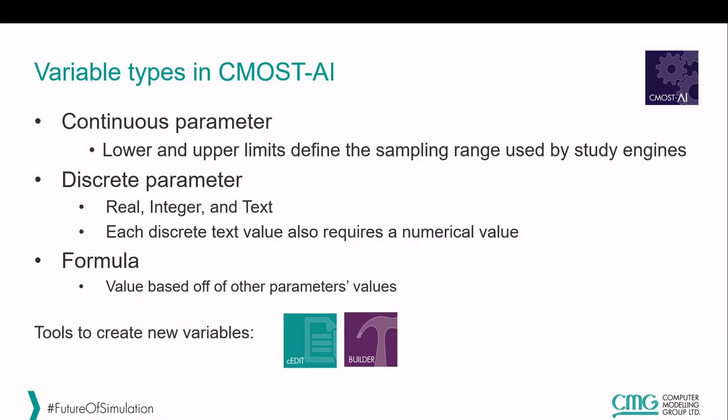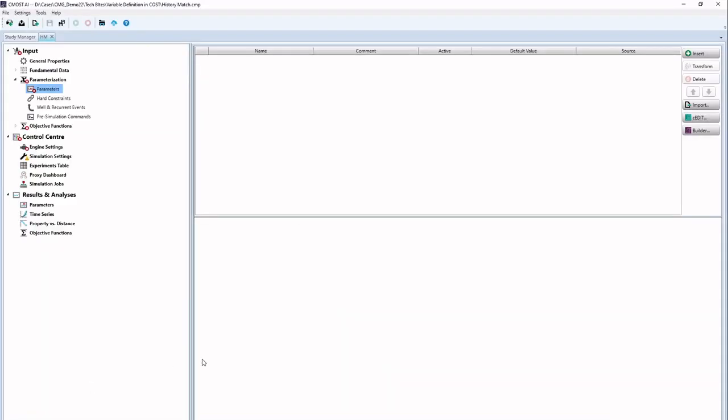And to define all these variables, we have options in CMOST. We can either use cedit, which is a text editor, or we can use a special version of Builder. Let's go to the CMOST interface and see how it works in the software.